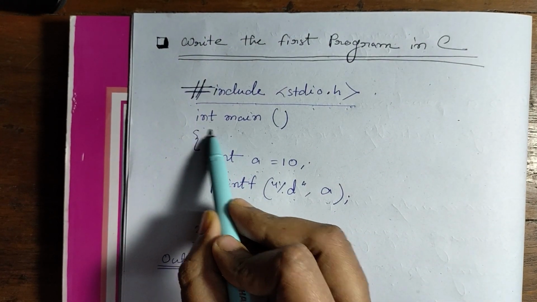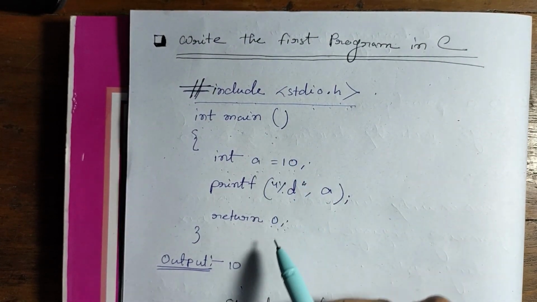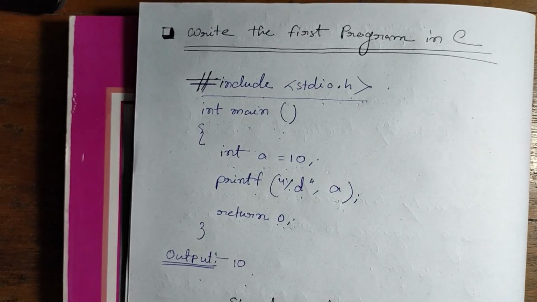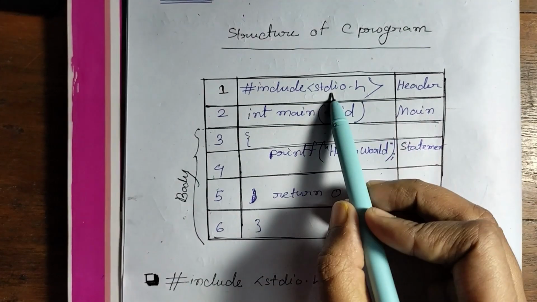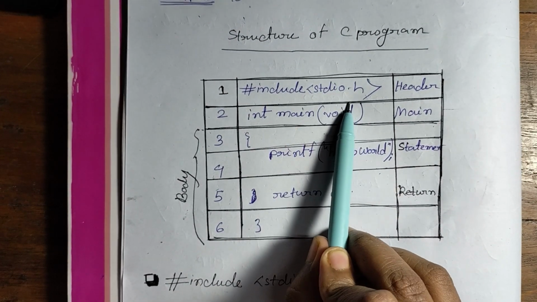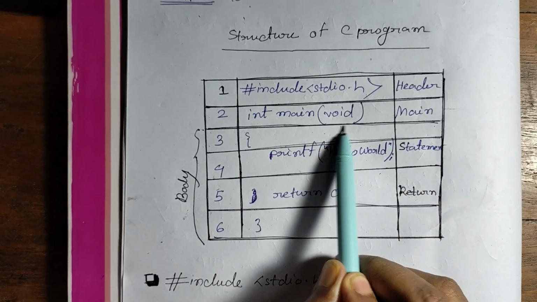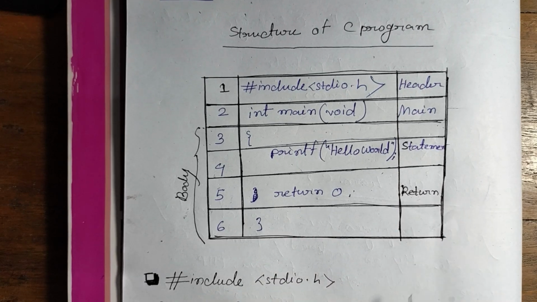Here we use int main, that's why we return 0. If we use void main, then void main has no return type. So the output is 10. After that, the structure of a C program. We just learned about #include <stdio.h>, which is the header, the int main or void main function, printf hello world, that is a statement, and return 0.